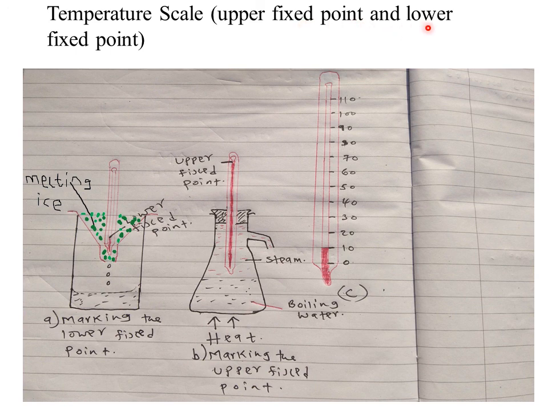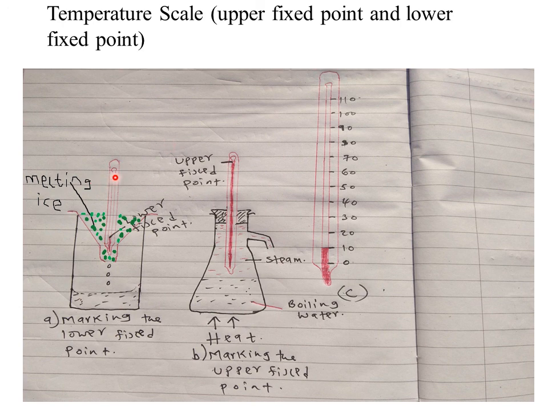Then another question can also be asked: why do we use ice in determining the lower fixed point and not water? The same reason. This is because water could contain impurities that will lower the melting point. So here is a demonstration of how a temperature scale is determined.